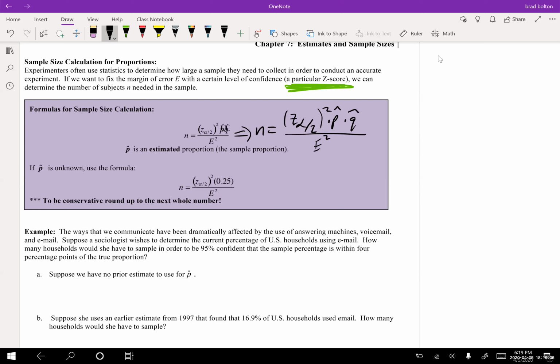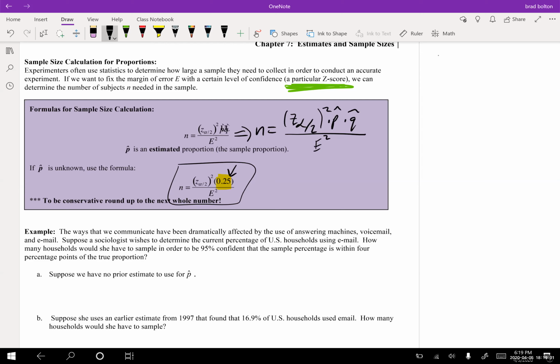This next one is if p hat is unknown, this one down here. If you don't know p hat, you use that one. And you see this 0.25? Well, what they're saying is if you don't know p hat, just guess p hat is 0.5, and then that means q hat is 0.5. And if you take 0.5 times 0.5, you get 0.25. So they're just saying eyeball it or estimate it with that if you don't know p hat.